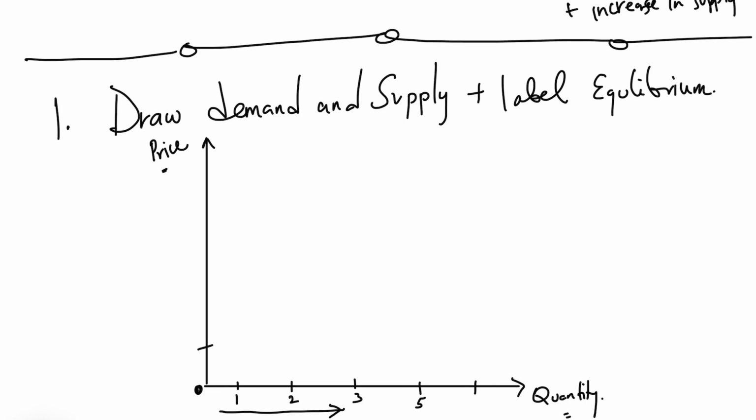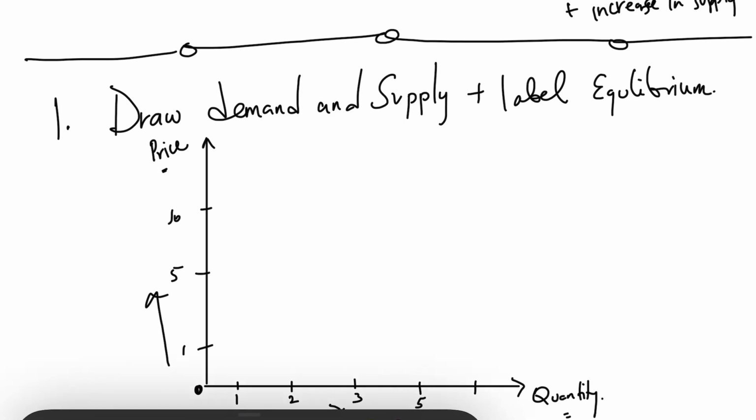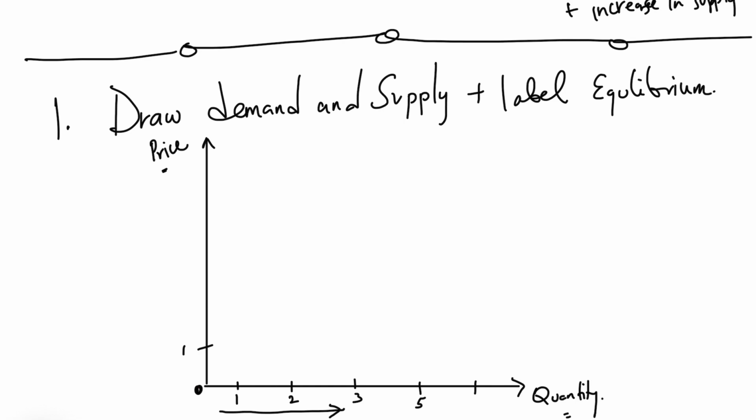Now, on the y-axis or the price axis, the increase goes that way as you move up. So 1, 5, 10, right? That's how this is going to look like. Now, let me wipe some of these off so that we can do some drawing.